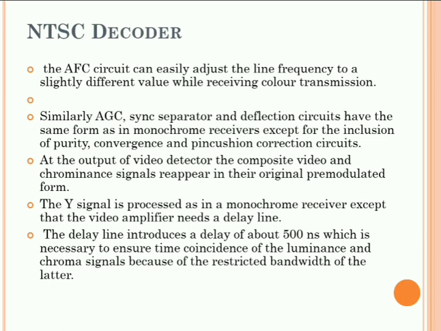The Y signal is processed as in a monochrome receiver, except that the video amplifier needs a delay line. Now let us see why the delay line is needed. The delay line introduces a delay of about 500 nanoseconds, which is necessary to ensure time coincidence of the luminance and chroma signals because of the restricted bandwidth of the latter. As we have seen, there was a restricted bandwidth of 5 megahertz. Just for that purpose we are giving that delay.